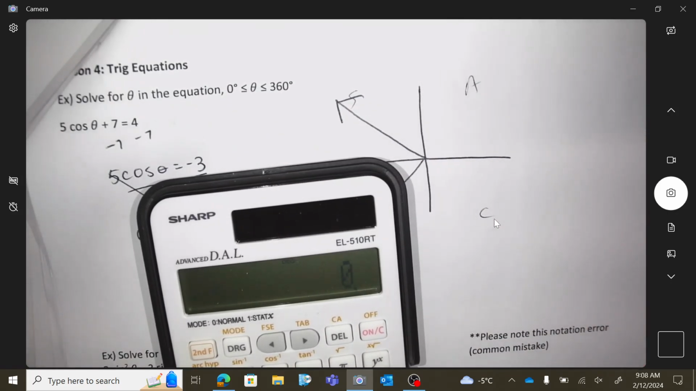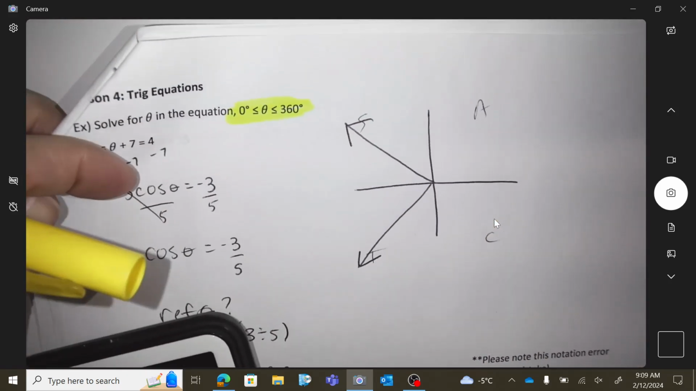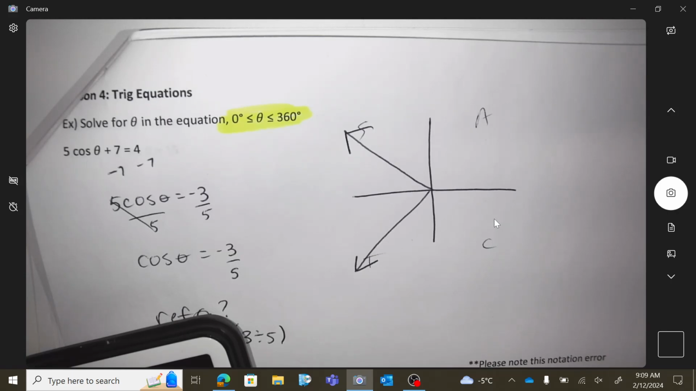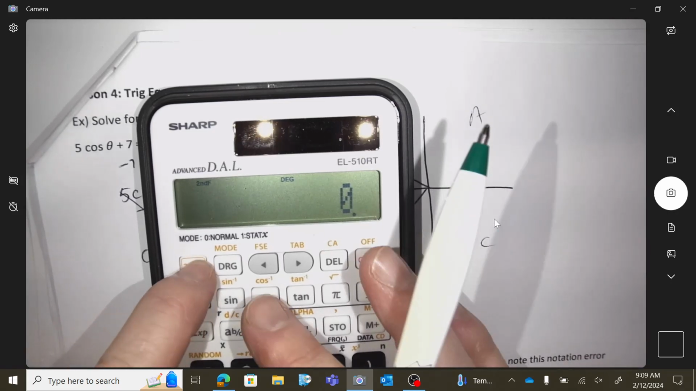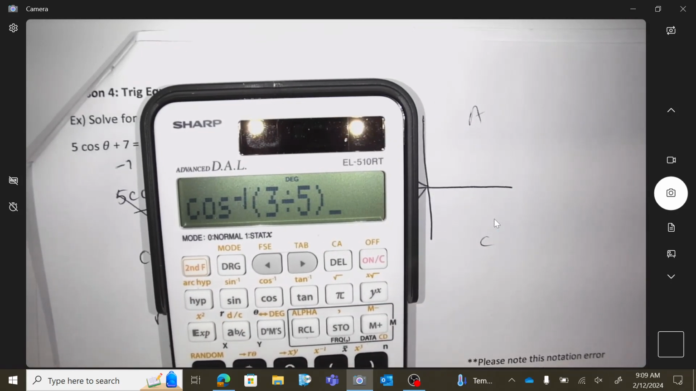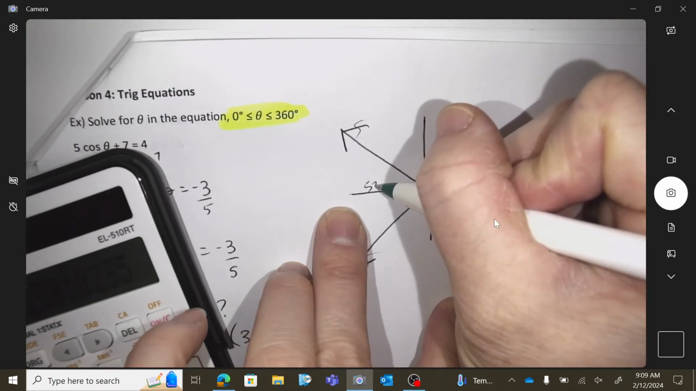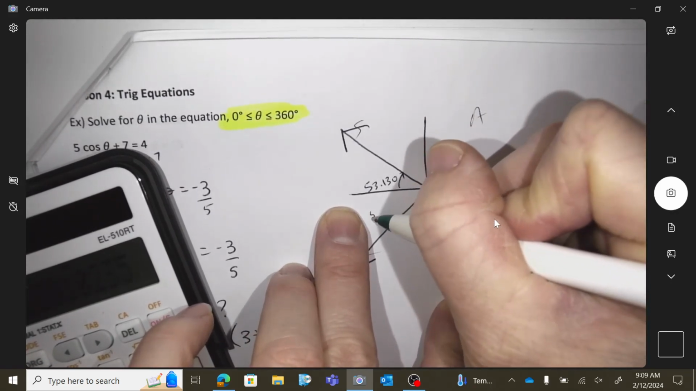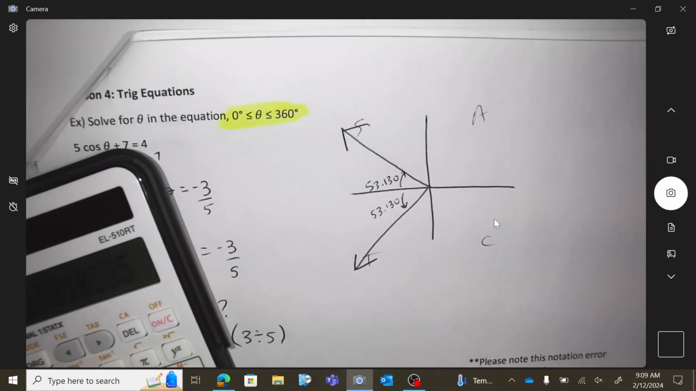Now, we're going to learn more about this, but I want to answer this angle in a degree answer. I need to get myself a degree answer. So I'm going to make sure my calculator says degrees. Cos inverse bracket 3/5. Okay, so 53.130 is the reference amount. So what is a reference again? How much you're off of the x-axis.